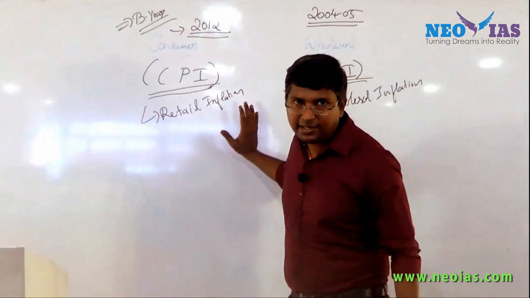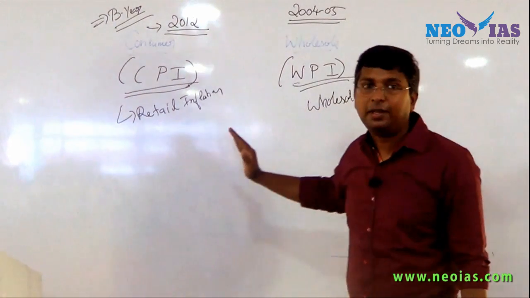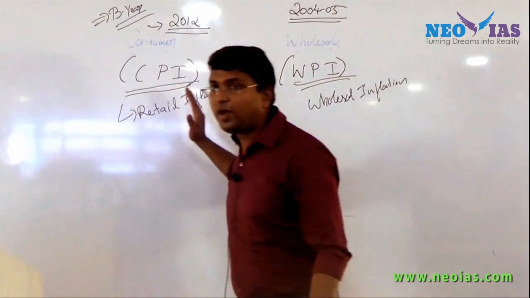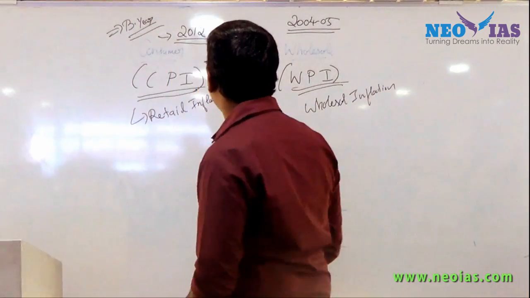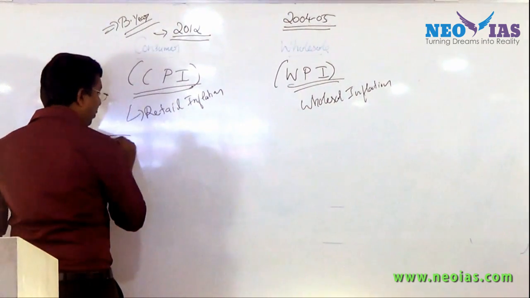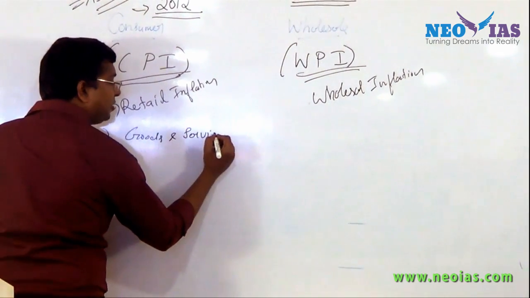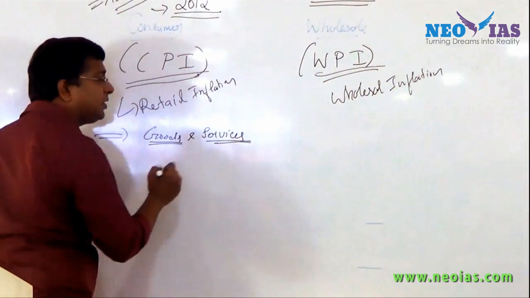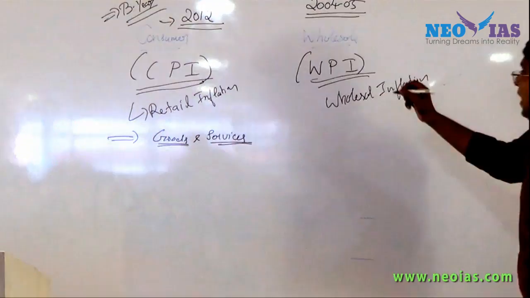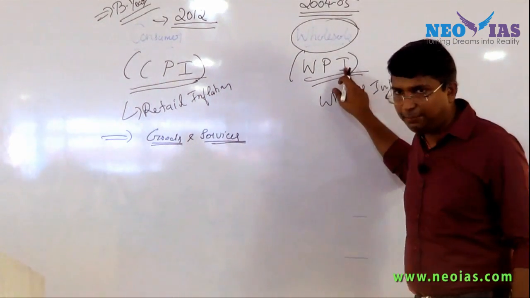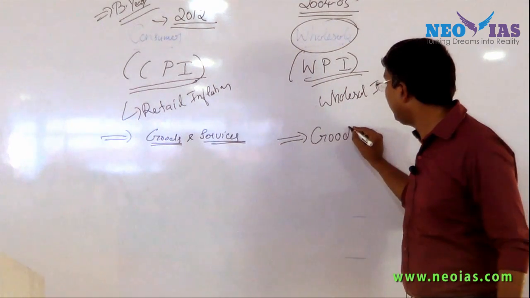One, we are calculating price index at the consumer level or retail level. Here we are calculating price index at the wholesale level. Now the major difference between consumer price index and wholesale price index, which is very, very important, is that at the consumer price level, both goods and services are measured. At the wholesale level, or for the wholesale price index, only goods are there. It's a very, very important point.